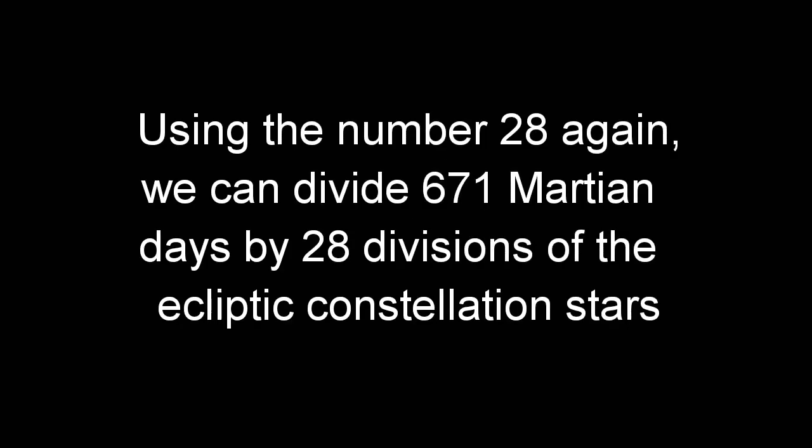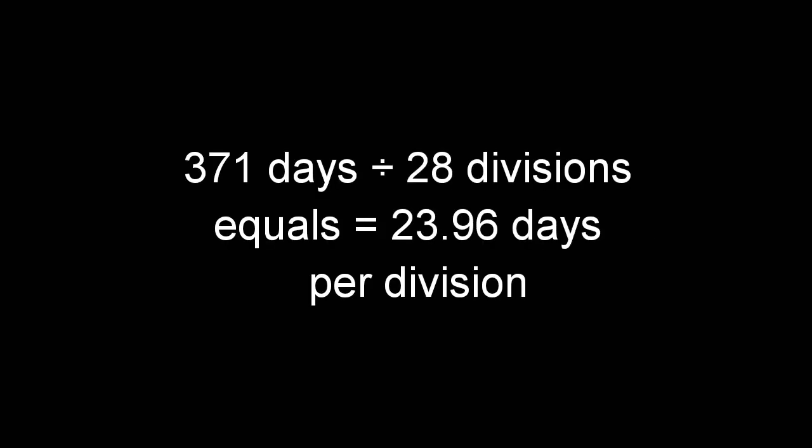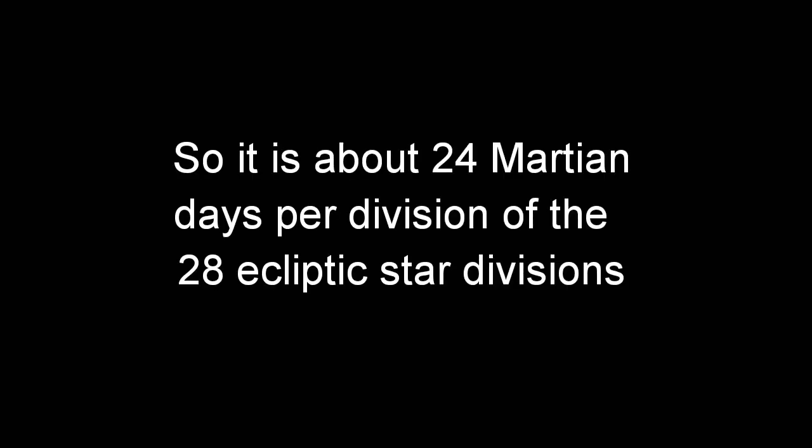Using the number 28 again, we can divide 671 Martian days by 28 divisions of the ecliptic constellation stars. 671 days divided by 28 divisions equals 23.96 days per division. So, it is about 24 Martian days per division of the 28 ecliptic star divisions.